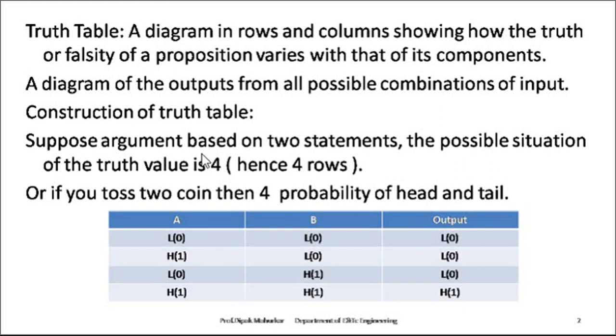Suppose an argument based on two statements. The possible situations of truth table values is 4. If you toss 2 coins, then the number of possible outcomes of head and tail is 4.